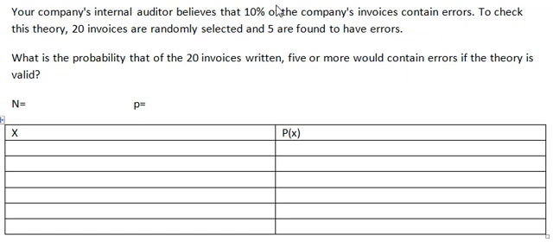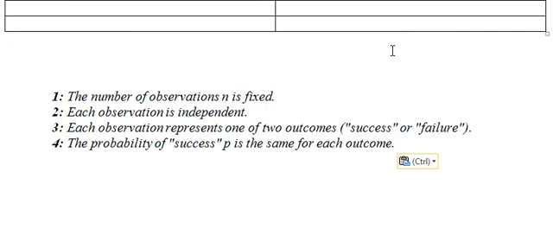It says, what is the probability that of the 20 written, 5 or more would contain errors if the theory is valid? That statement makes this a binomial probability distribution. What we're going to do is assume, from the claim, that 10% of the company's invoices contain errors. So we're going to assume that. Okay. Now let's make sure that this is in fact binomial.